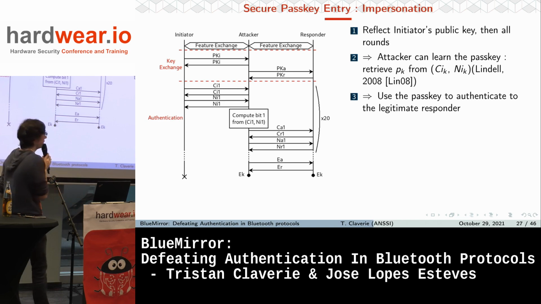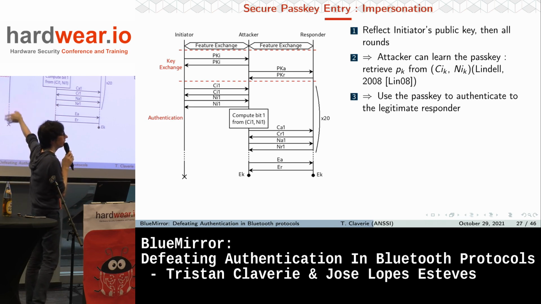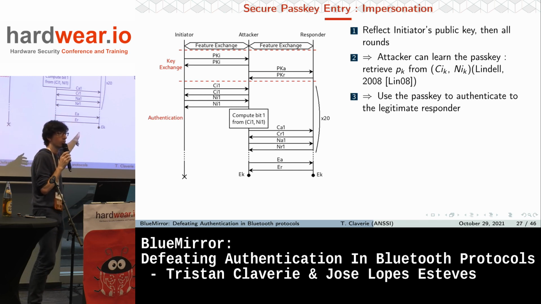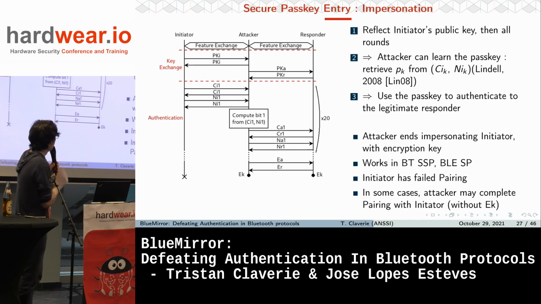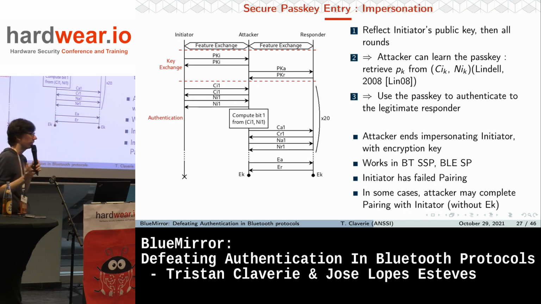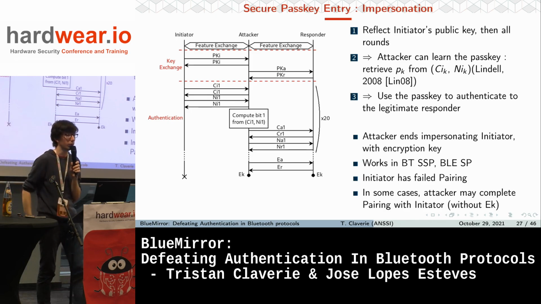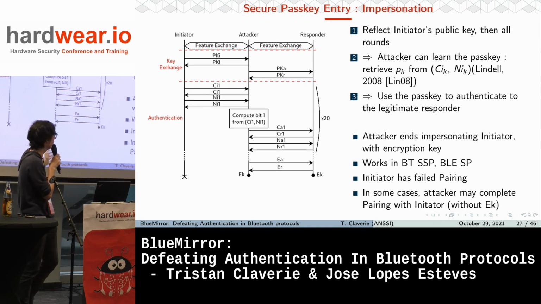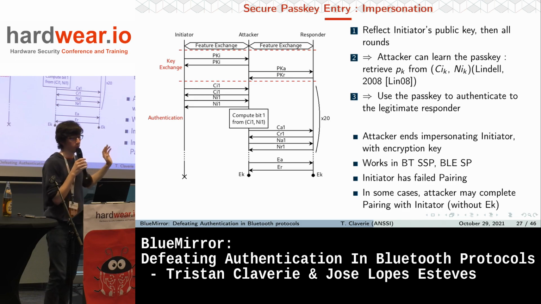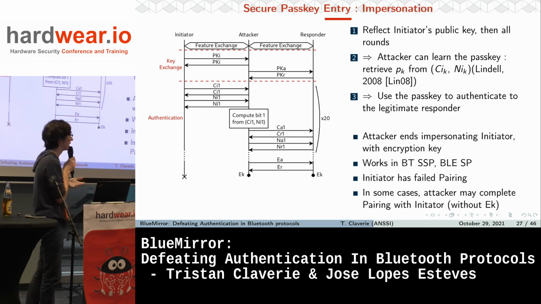The idea is to use a reflection attack with the initiator to recover the passkey, then use the passkey to authenticate yourself in the same instance of the protocol to the responder. So this ends with the attacker having impersonated the responder. It has an encryption key with the responder, and this works in both Bluetooth Classic and BLE. At the end, the initiator has failed pairing.